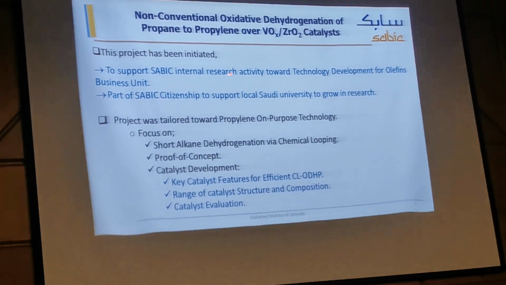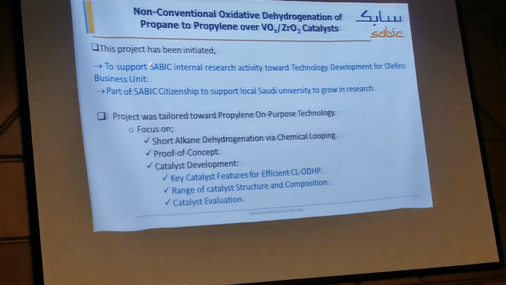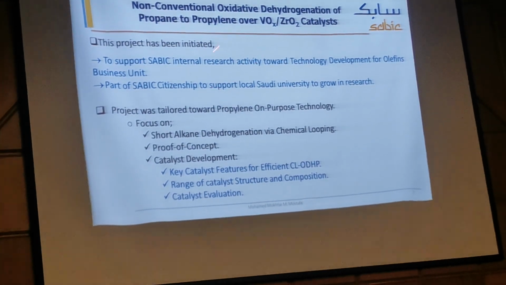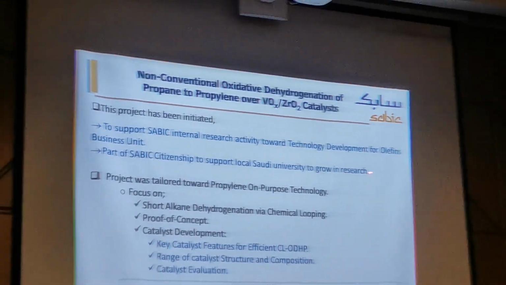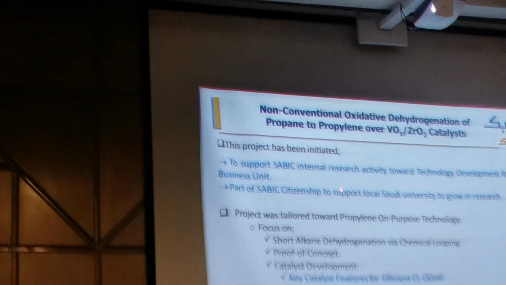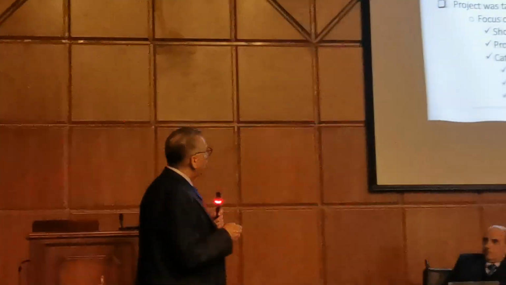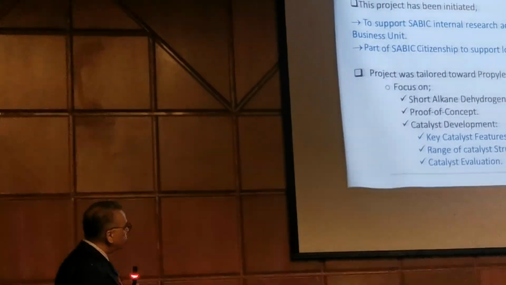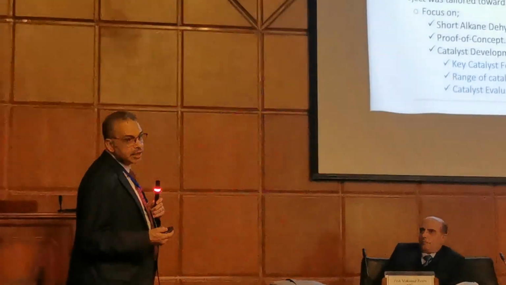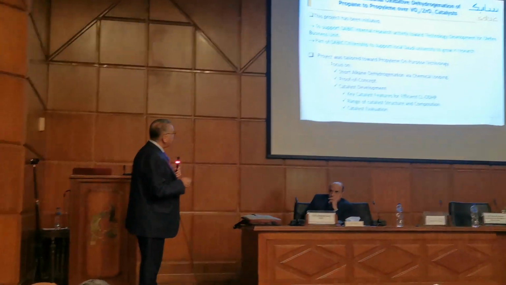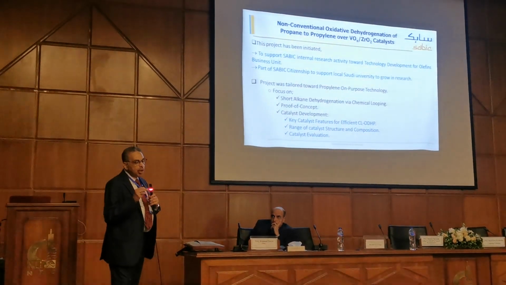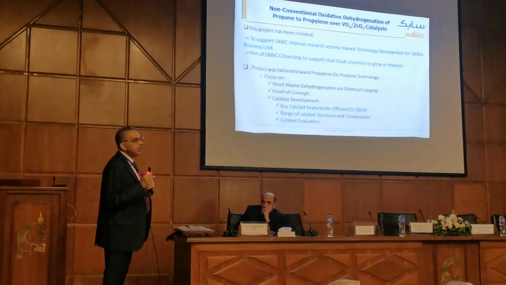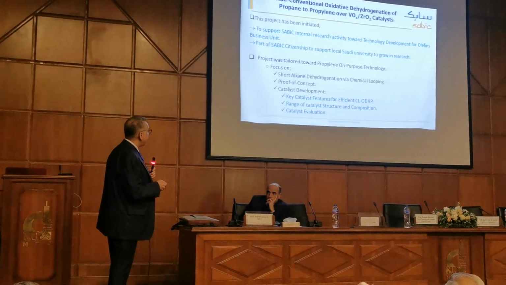The issue is usually that SABIC supports international research activity towards the technology and development of olefin-based material. This is one point. The second point is, as SABIC citizenship, supporting the Saudi universities to grow in research. But the project here was tailored to the preparation of propylene on purpose. What is meant by on-purpose propylene?